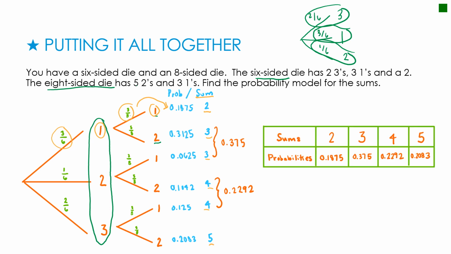So what I did then is take all of that information and organize it a little better. My possible outcomes are 2, 3, 4, or 5 as a sum. Those probabilities are the 0.1875, and then there were 2 different ways to get a sum of 3, which added to the 0.375 I put here, and 2 different ways to get a 4, so I added those together, and then how to get a 5. So that is my probability model, and from there I now want to look at the expected value and standard deviation based on that model.